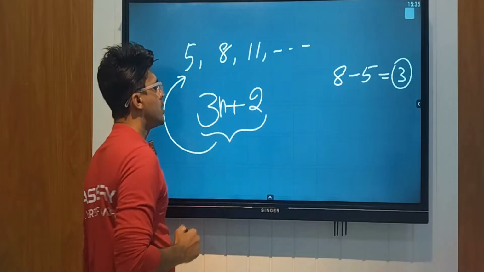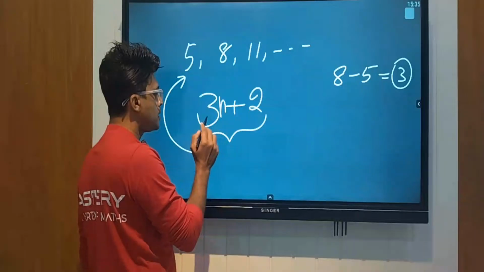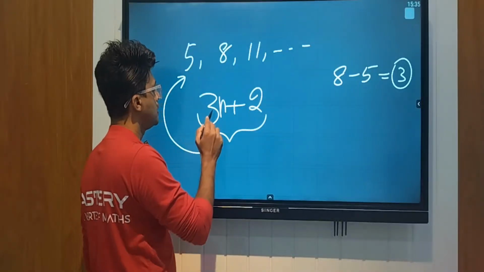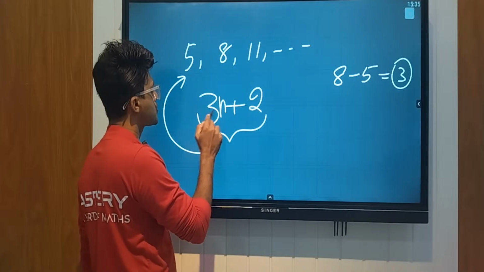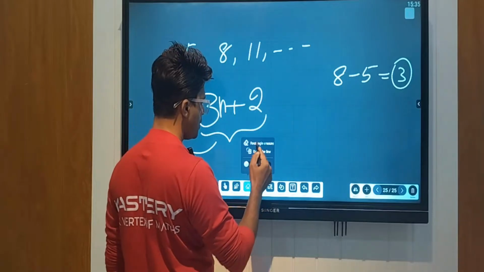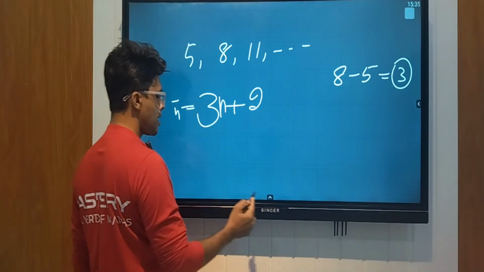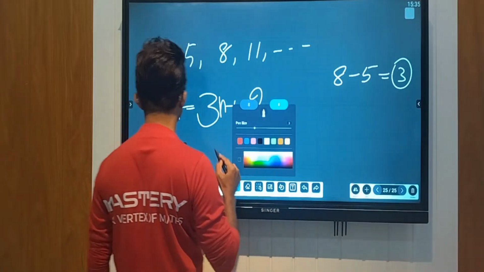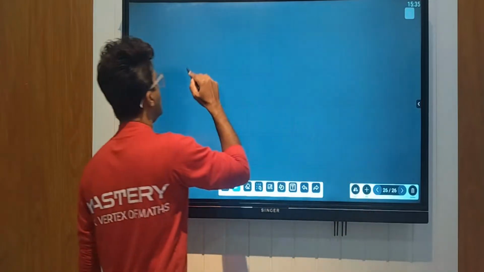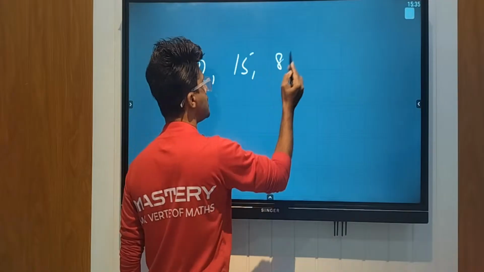Now here it writes the letter. Simple n is written here, as 3n. So this is the general term of this number pattern. I mean, Tn equals 3n plus 2. This is the general term.